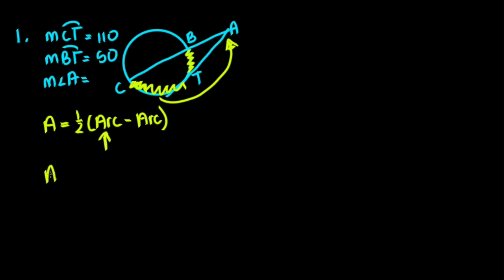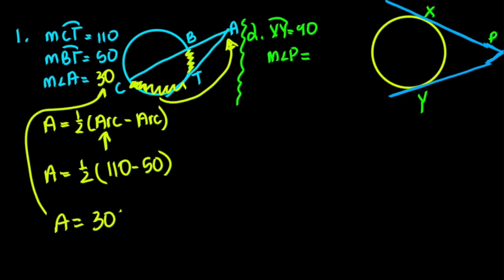So we're going to have that A equals 1/2 of 110 minus 50. So 110 minus 50 equals 60, and 60 divided by 2 is 30. So our angle A is going to equal 30 degrees. All right, so let's go ahead and try this last problem.